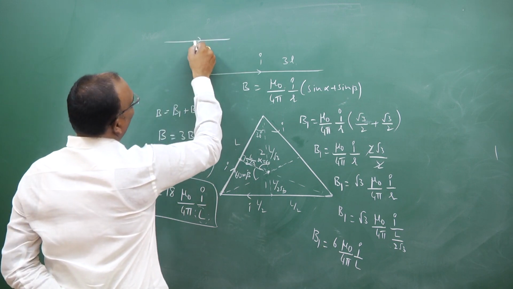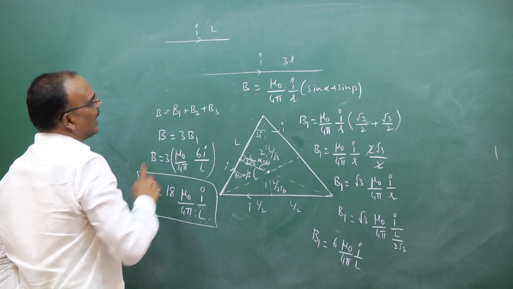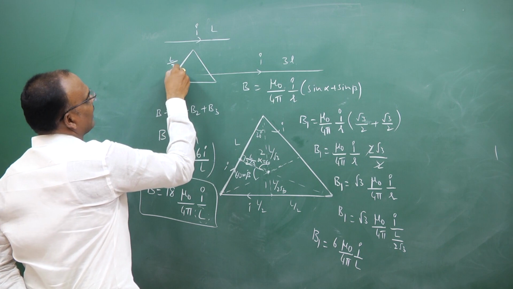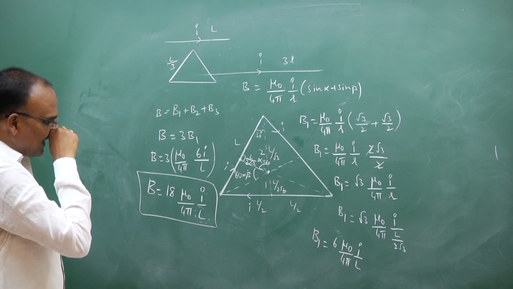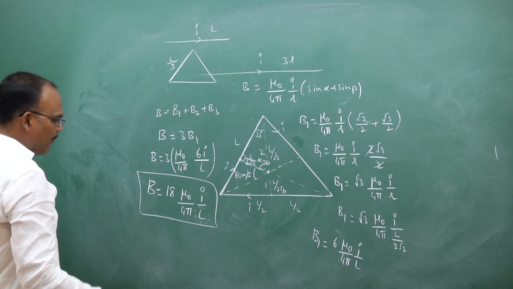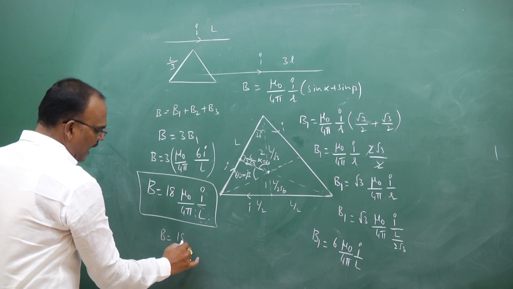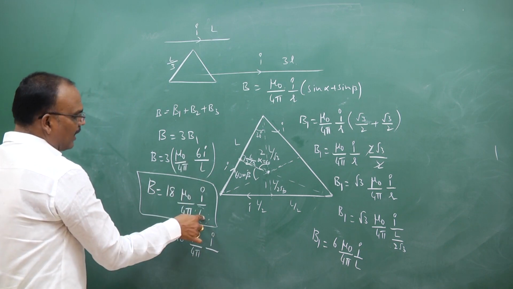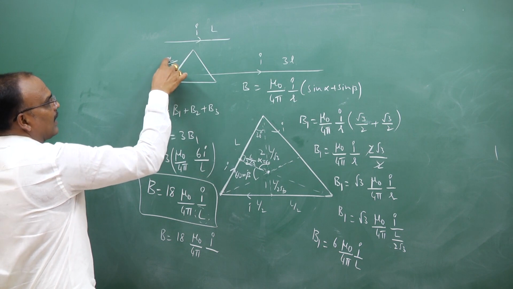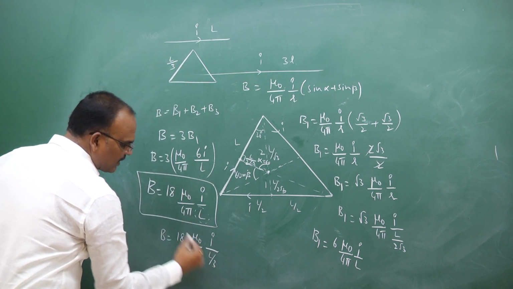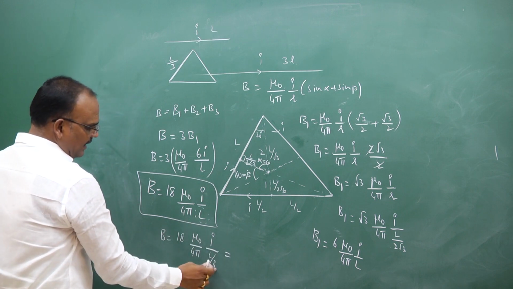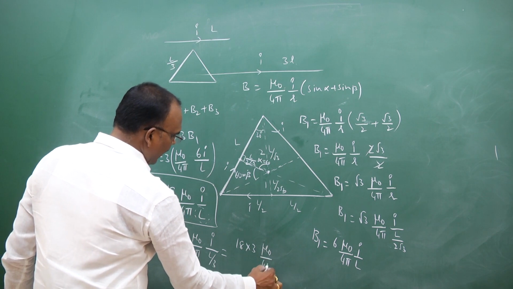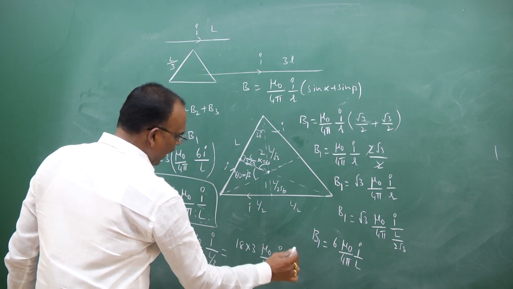They'll take L as the length of the conductor carrying current I. It is bent in the form of an equilateral triangle. Then the side becomes L by 3. That means B is equal to 18 into mu naught by 4 pi I by the side of the equilateral triangle. You should substitute the side as L by 3. So this is 18 into 3 mu naught by 4 pi I by L.